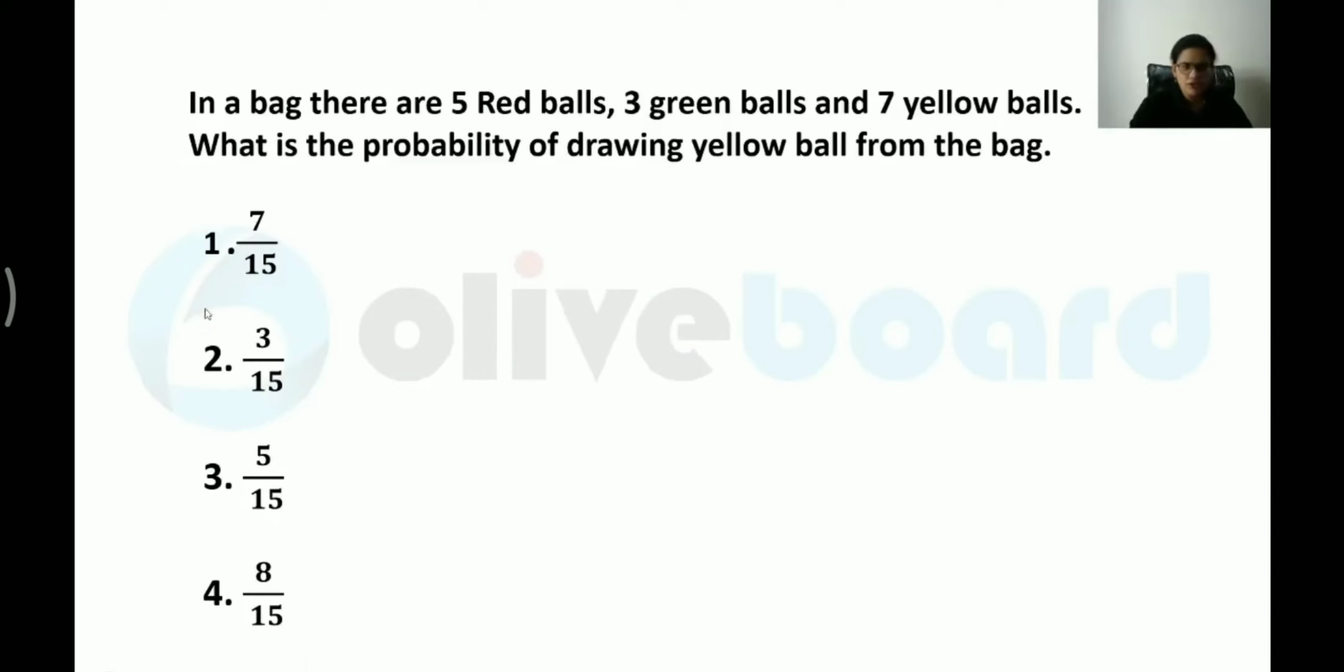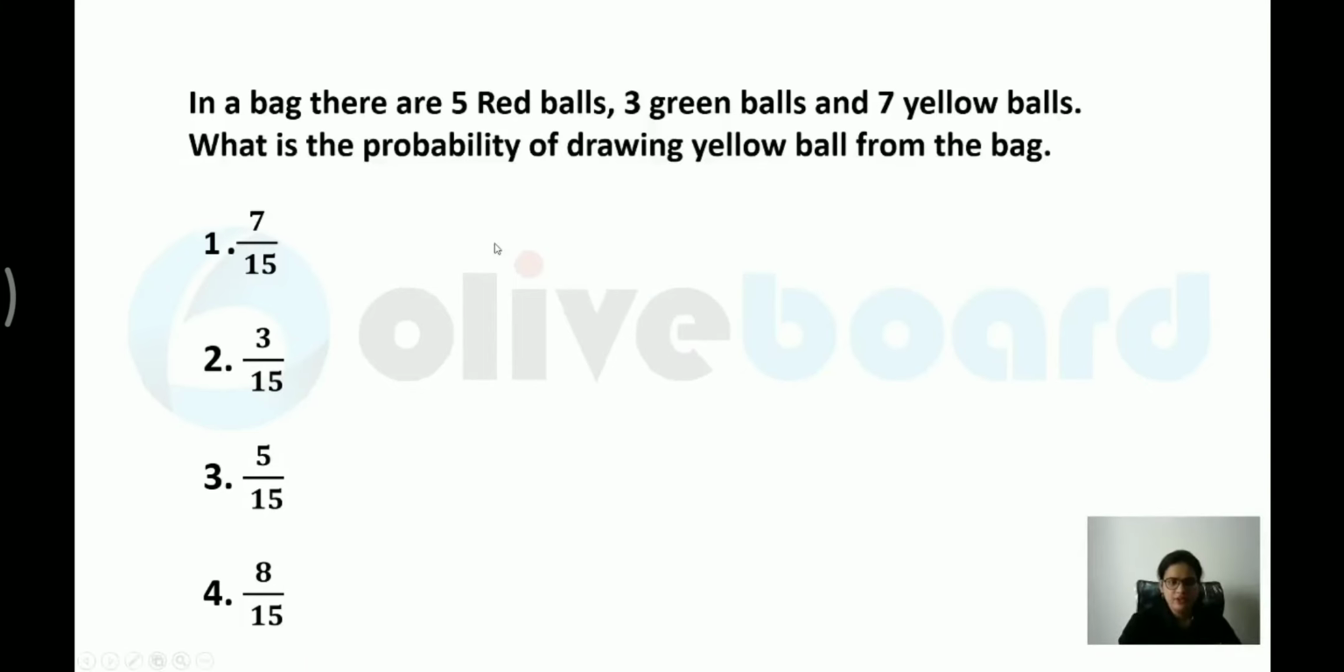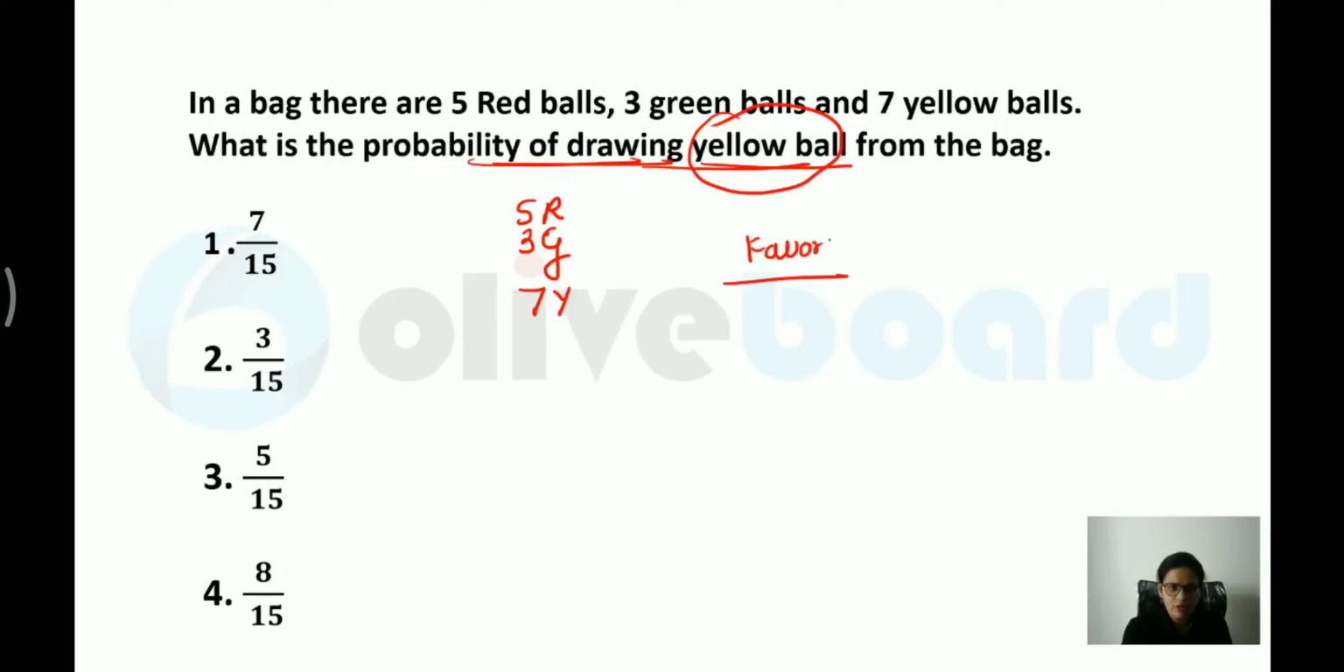Now let us solve a few questions based on these topics. A few questions are there on your screen. First one: in a bag, there are 5 red balls, 3 green balls, 7 yellow balls. What is the probability of drawing a yellow ball from the bag? Now let me write it down. There are 5 red balls, 3 green balls, 7 yellow balls. Now what is my event? I want the probability of drawing a yellow ball from the bag. So we write the favorable outcomes upon the total outcomes.